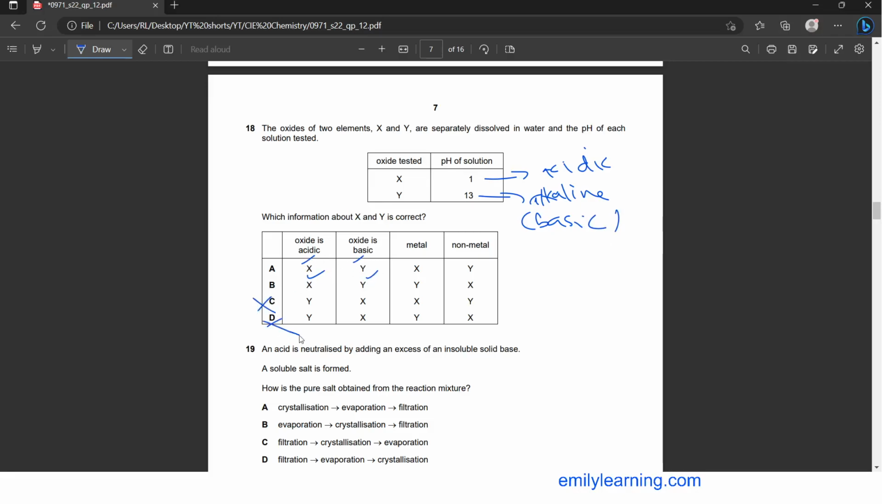Okay, these two are wrong. So acidic oxides are formed from non-metals. Basic oxides are usually formed from metal, so the answer is B. So 18 is B.